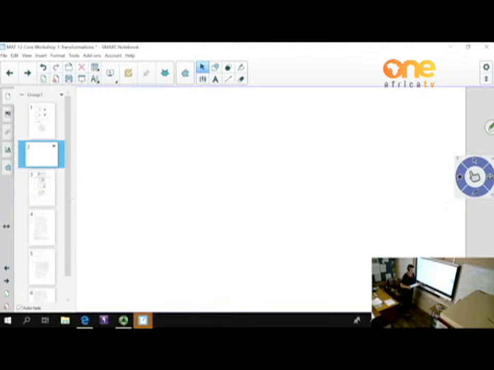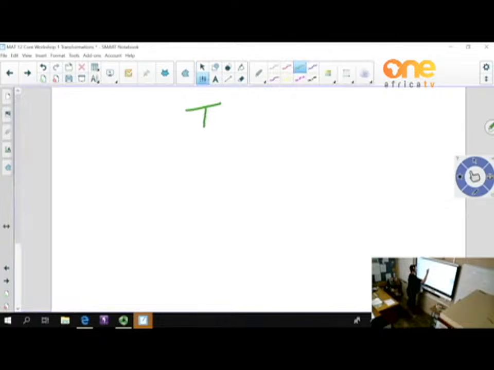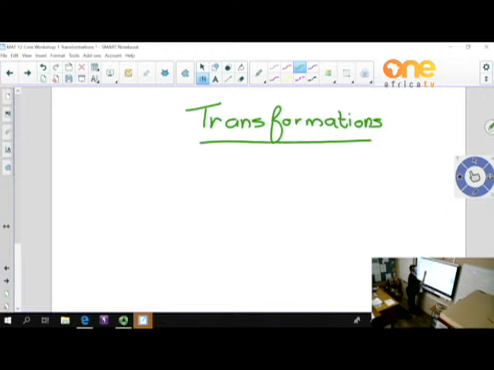We are busy with our workshop and we're looking today at transformations. Now, when we work with transformations, we have four kinds of transformations that you're going to use. And they often ask the question, describe your transformation. And then we have to say what it is, but you must also say how it's done.